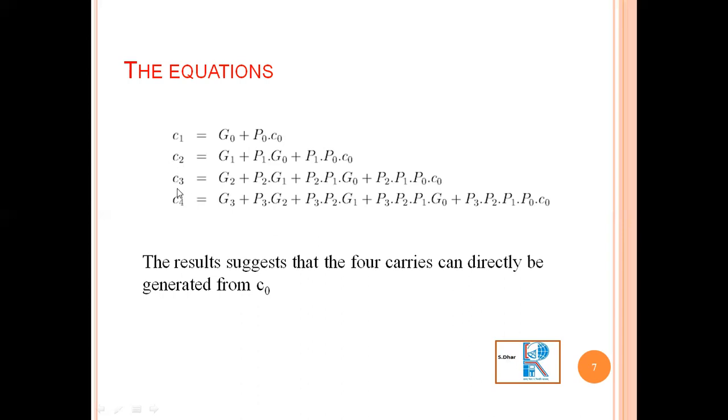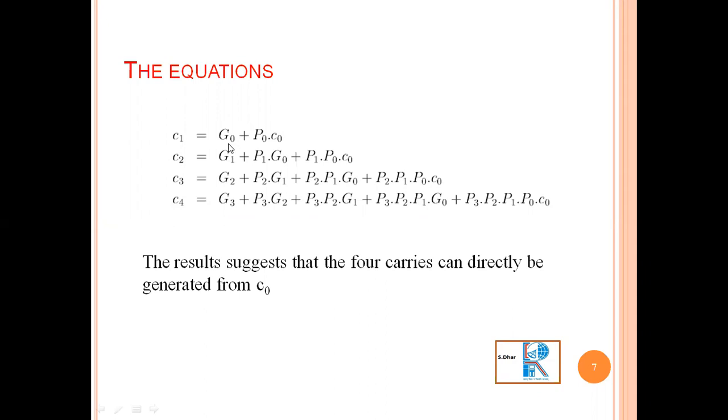Then comes C3. C3 is G2 plus P2 into C2. We know the value of C2 from here. We put it here and simplify, and we get G2 plus P2 G1 plus P2 P1 G0 plus P2 P1 P0 C0. This is all AND operation. Again, from this we get C4. Now see one thing in all the forward expressions: one thing will be clear, at the time, what is the value of G0 and P0?